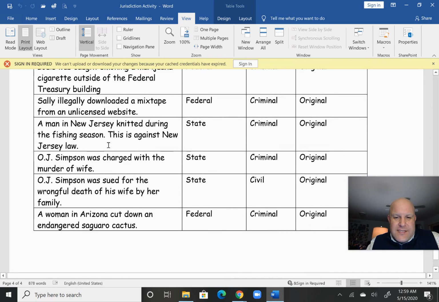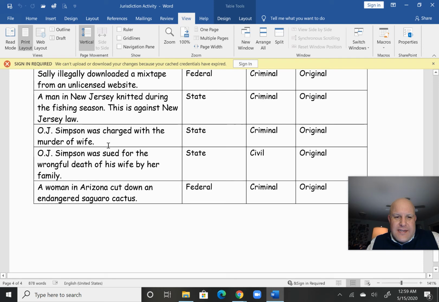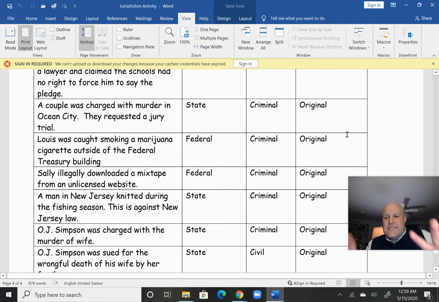It has to do with the other case. And then a woman in Arizona cut down an endangered cactus. Again, this is against federal law, and all these are original because they're original jurisdiction. They're the court of first resort. They're not. It's the first time the case has been heard.